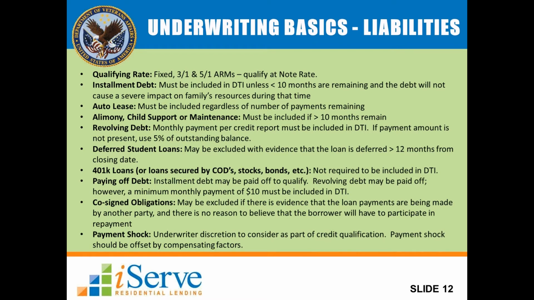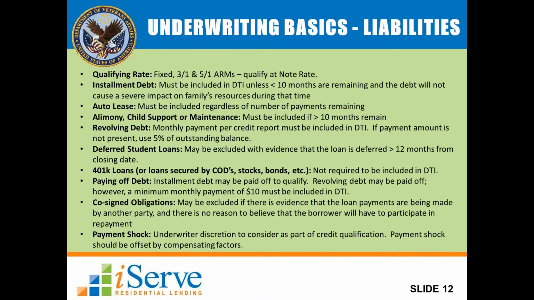Any alimony, child support, or maintenance being paid out by the veteran or spouse has to be included if more than 10 months remain. If we have any revolving debt, VA will actually allow revolving debt to be paid off, but we have to include something. So we're typically going to take the monthly payment per the credit report. If we can't determine the amount of the payment, then we're going to use 5% of the outstanding balance.